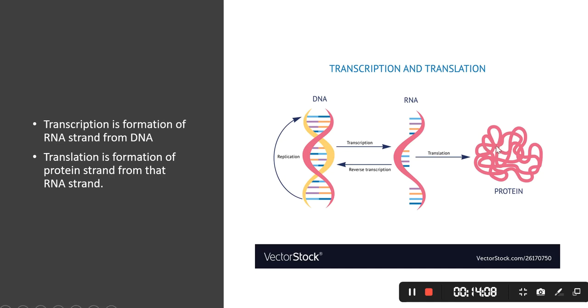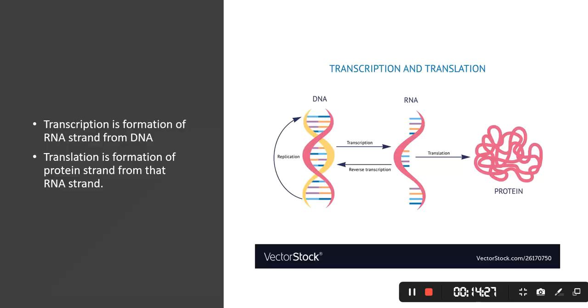How does the protein get formed? This whole RNA will form codons which will give amino acids, and all the amino acids will be formed according to the codons, and those amino acids will get together and form a protein. That is how the whole translation process goes on.